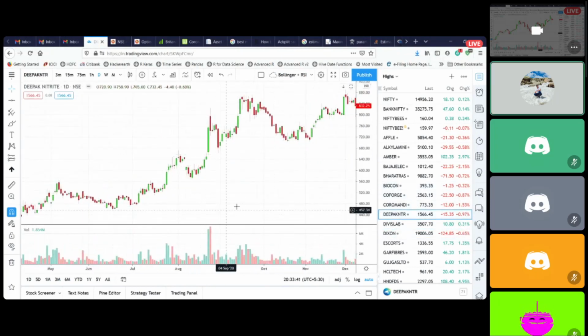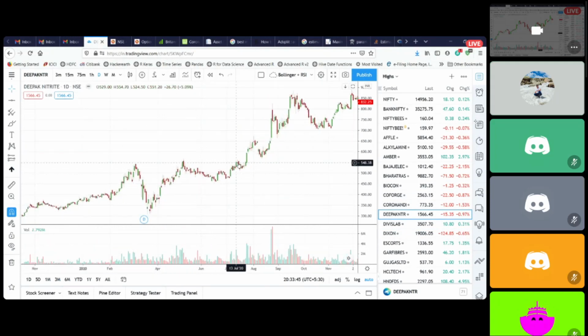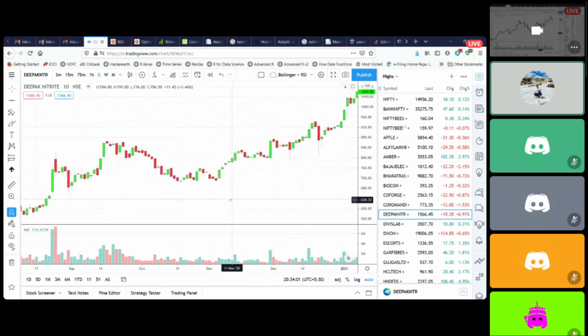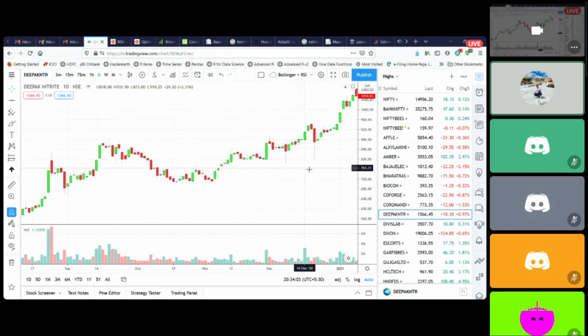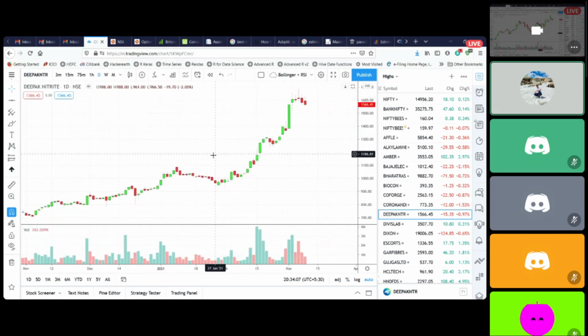See, Deepak Nitrite. I was trading it. Nice setup. Then look here. It is starting to form a support here. I get this green candle. Then again, I get this second green candle here. So it's just reinforcing the trade at 750 with straight booking at 860. And it hit 860 here. And that is a different thing that after 860 again, it has continuously just gone up.